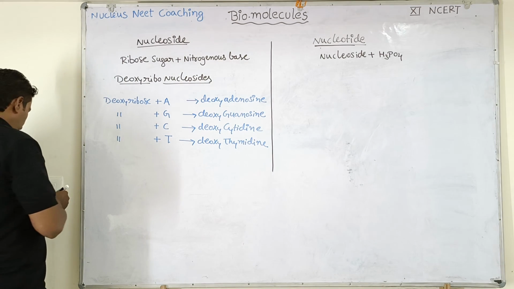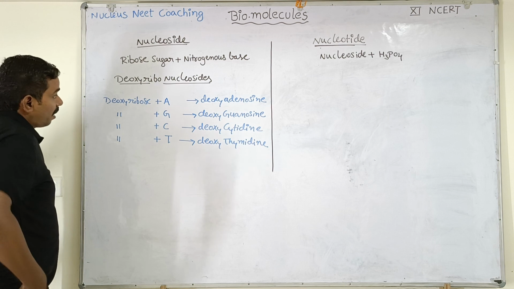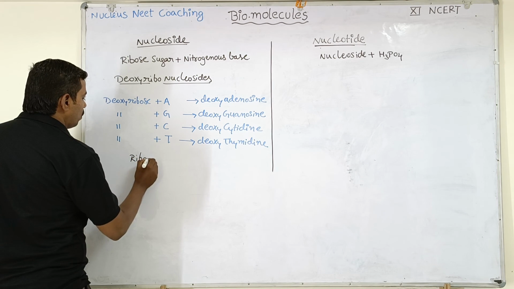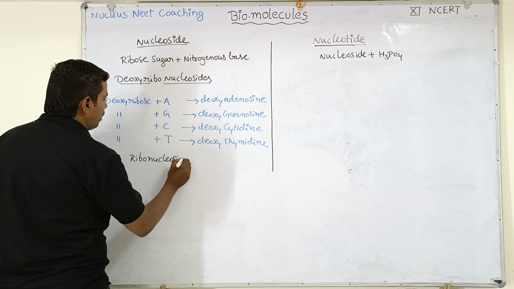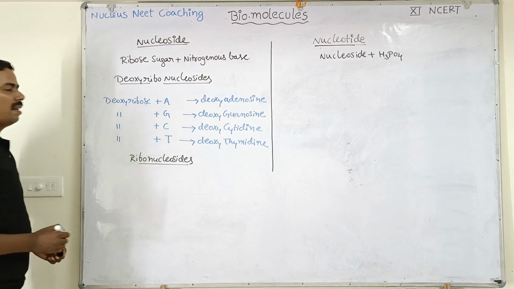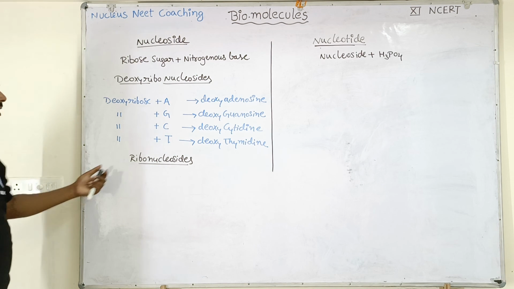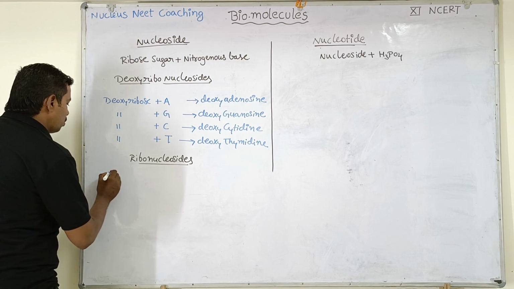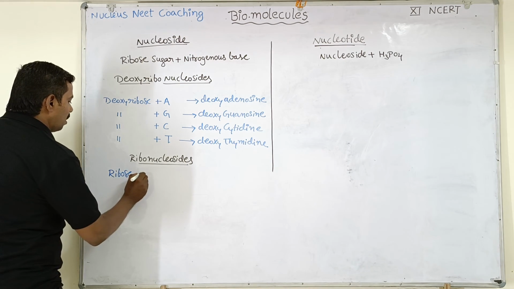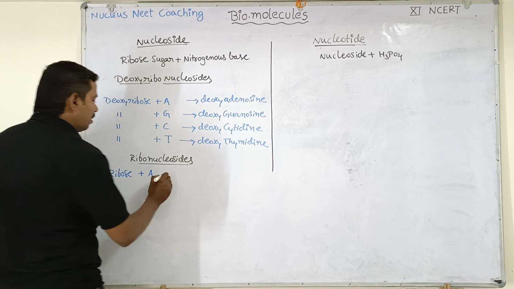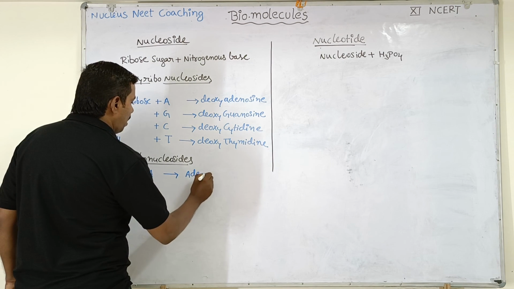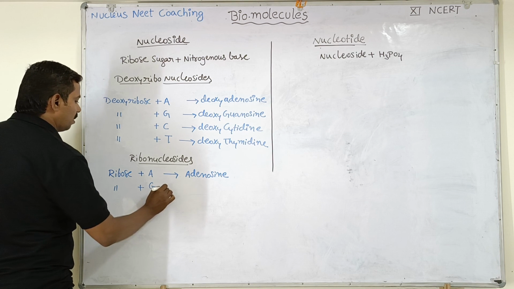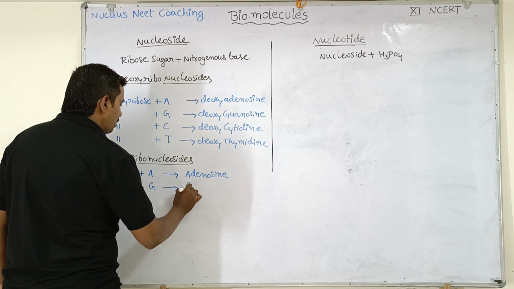Okay, now ribonucleosides. Ribonucleosides contain just a ribose sugar and a nitrogenous base, and they will be present only in RNA, not in the DNA. Okay. So what is the sugar? Just ribose sugar. Ribose sugar plus adenine gives rise to just adenosine, which is a nucleoside. Ribose sugar plus guanine gives rise to the ribonucleoside called guanosine.